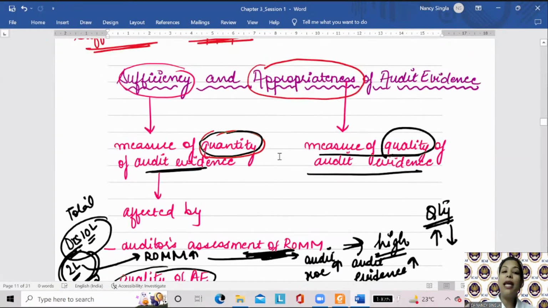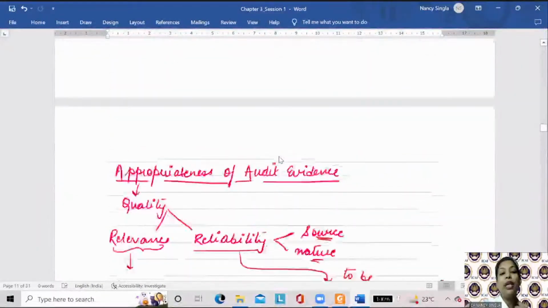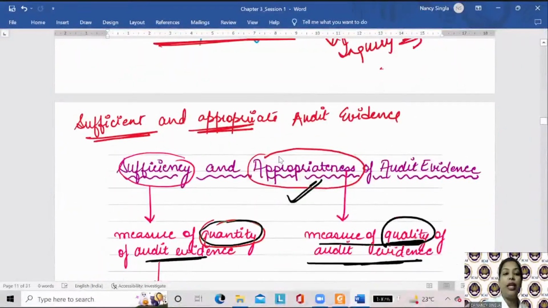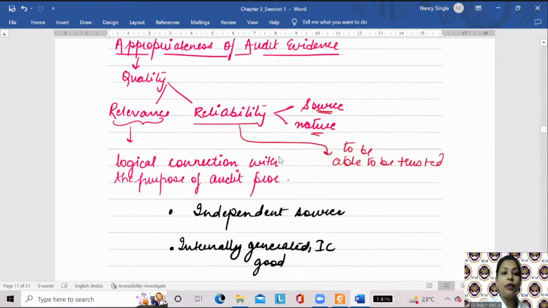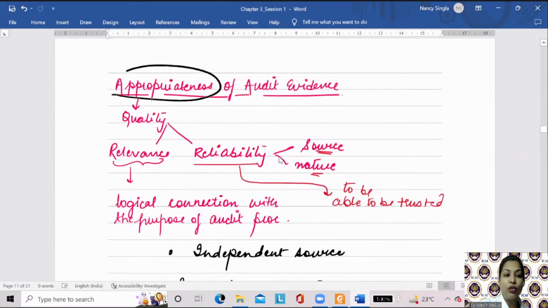Now, what is meant by appropriateness? So appropriateness is the quality of audit evidence, that is, what is the quality of the audit evidence. So the auditor needs to obtain what? Sufficient and appropriate. The audit evidence should be sufficient as well as, and not or, appropriate. Okay? So what is meant by appropriateness? We have seen it is related to what? Quality. Okay?